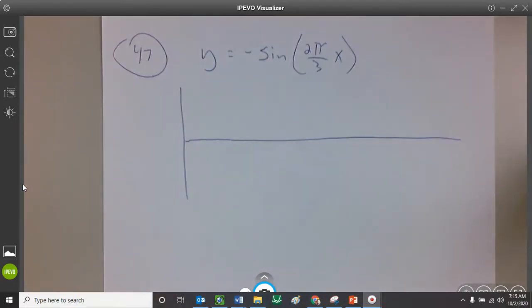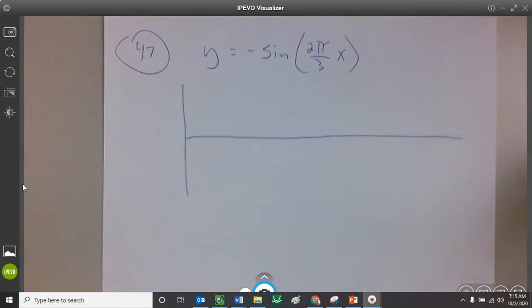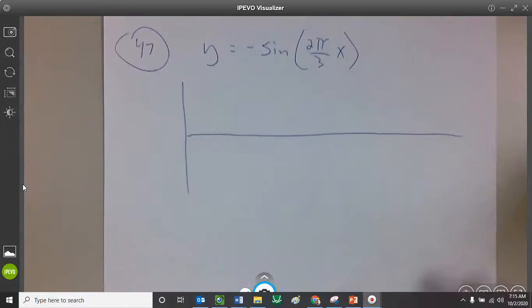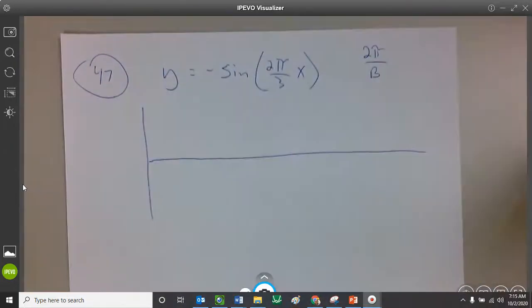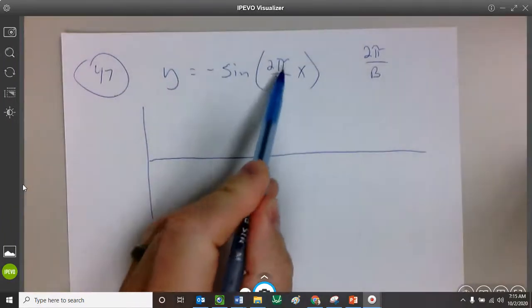The first step, always the first step on these, and when you ask me questions in class, I'm going to ask you, what's the first step? So let's start getting this down now. The first step is to find the period of sine and cosine. We want to know what the period is. The period is always 2 pi over b. In this case, b is 2 pi over 3.